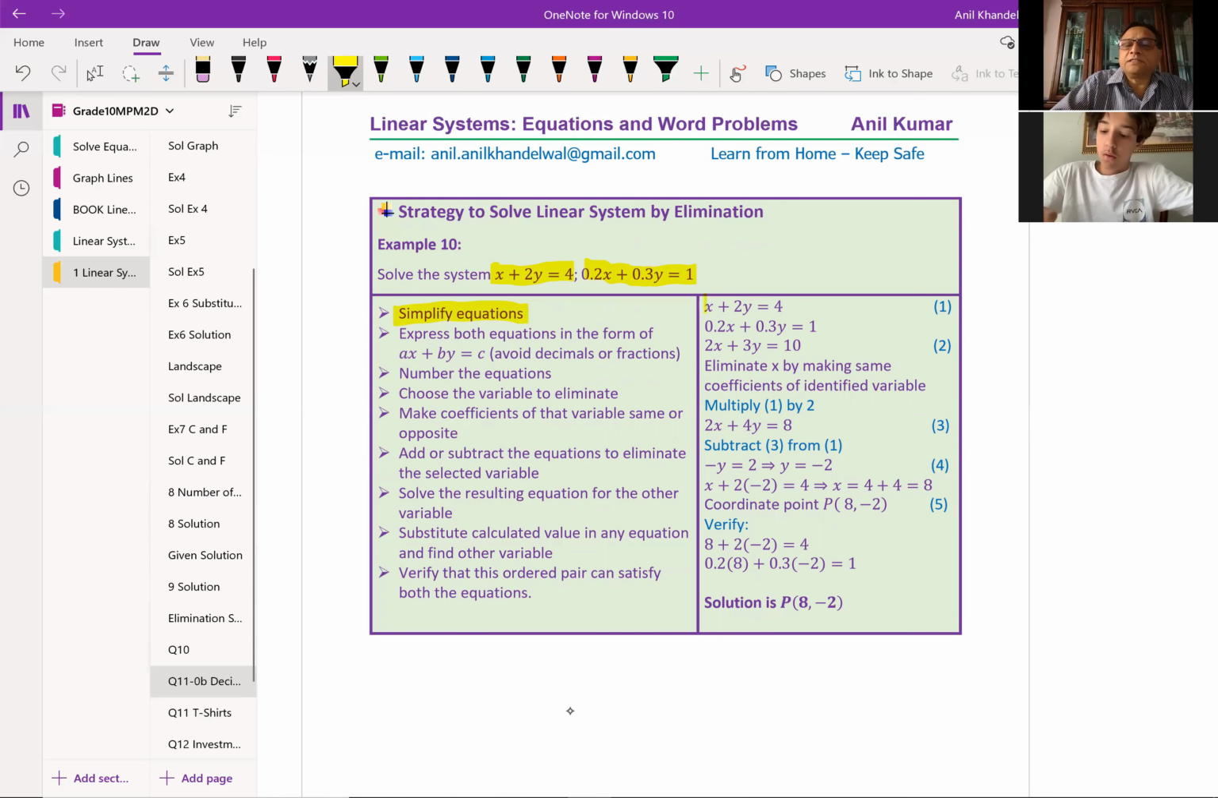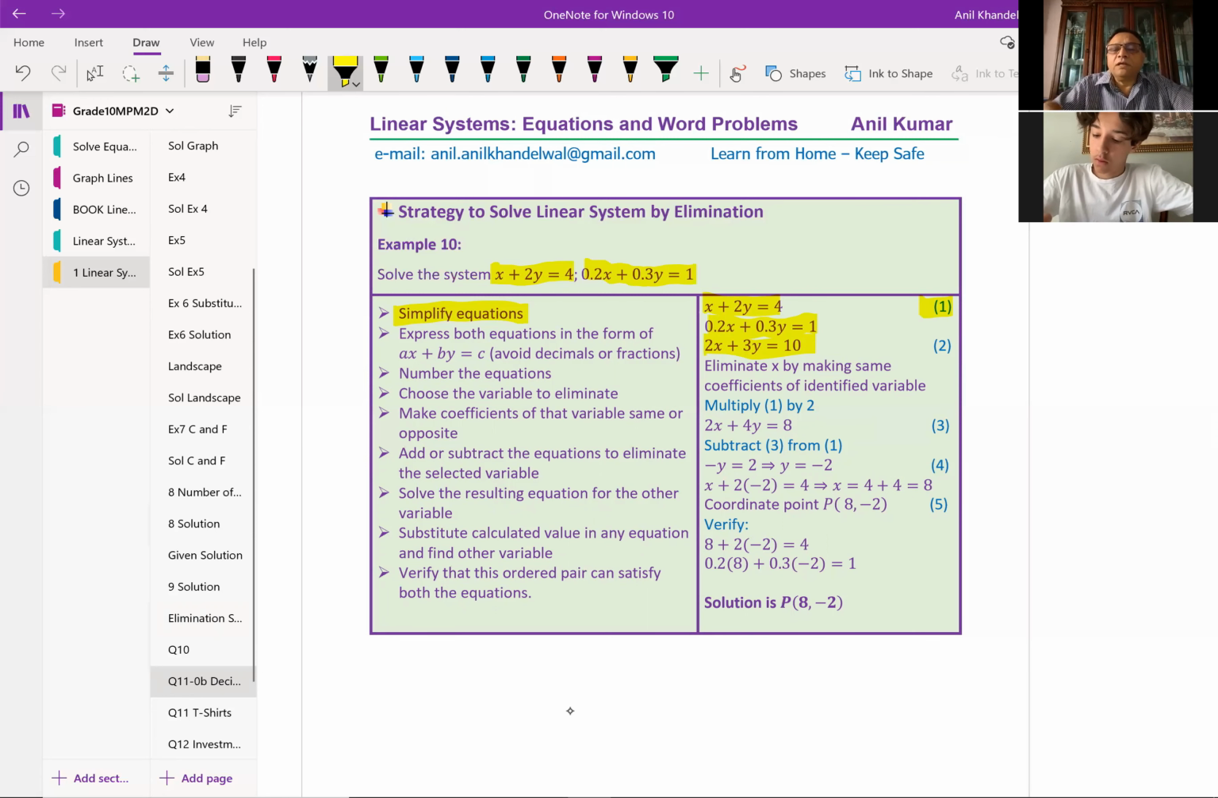First equation is as such, we wrote it and we gave it a number 1. The second equation is 0.2x plus 0.3y equals 1. You should multiply by 10 to get rid of decimals, right? So you got 2x plus 3y equals 10. Don't forget to multiply the right-hand side by 10 also, right? Sometimes that will be a mistake.